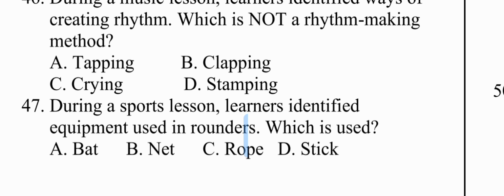Then number 47. During a sports lesson, learners identified equipment used in rounders. Which one is used? A bat, a net, a rope, and a stick. Of course, in rounders, we use a bat for batting. So the correct answer for number 47 is A.